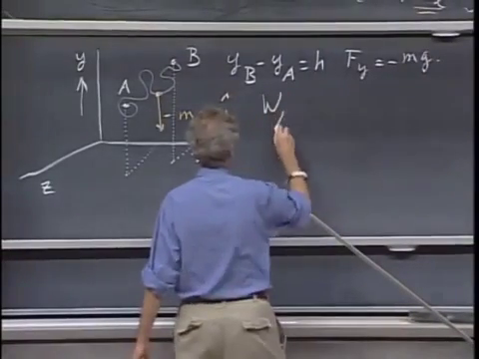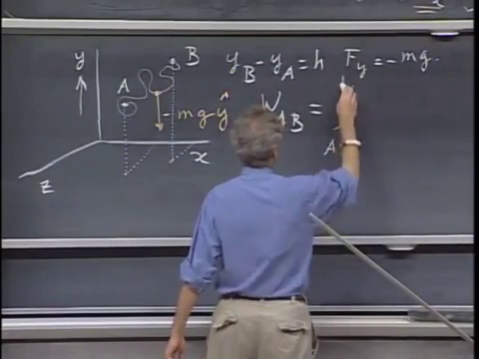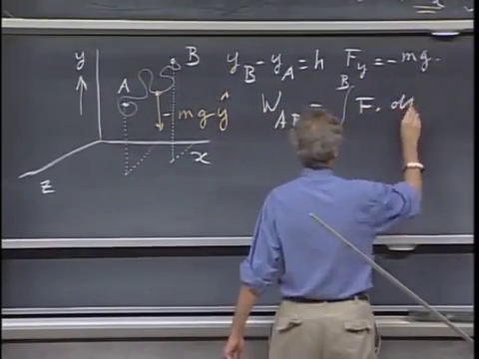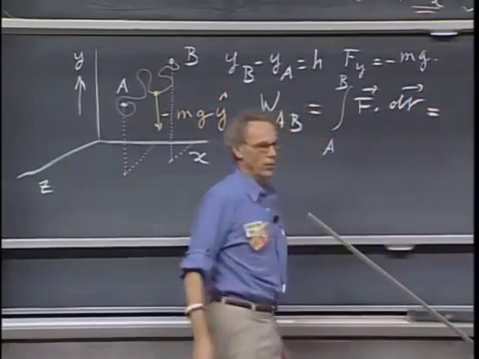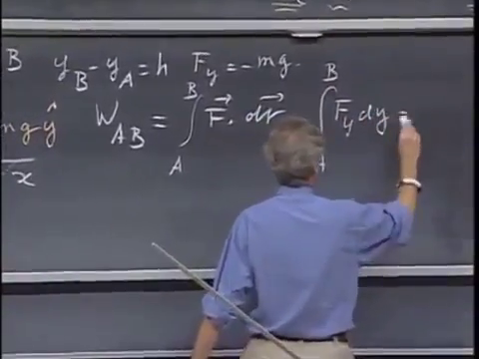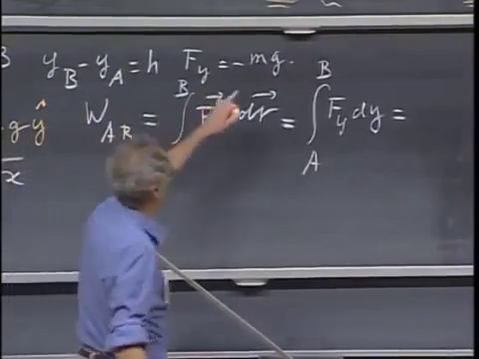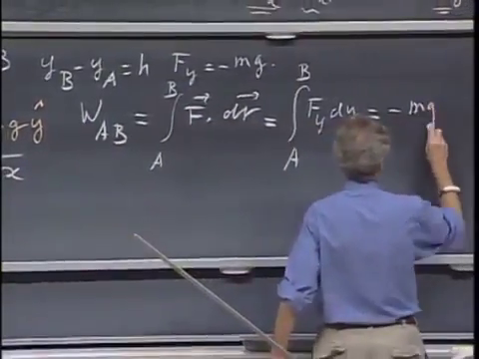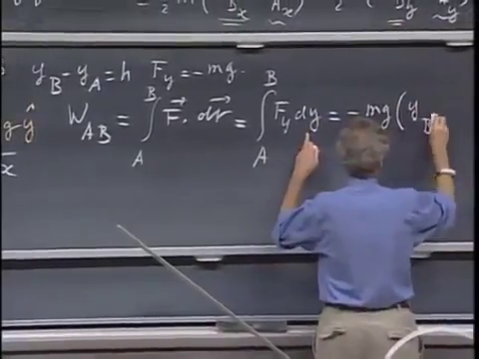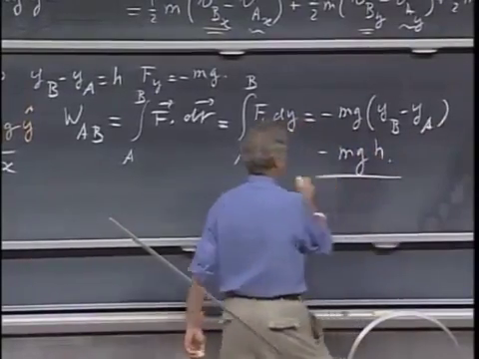And so if I calculate now the work in going from A to B, which is the integral in going from A to B of f dot dr, then the only term that I have is the one that deals with the y direction. So it is the integral in going from A to B of fy dy. And that equals minus mg, because we have the minus mg, times y of b minus y of a, so that is minus mg times h.